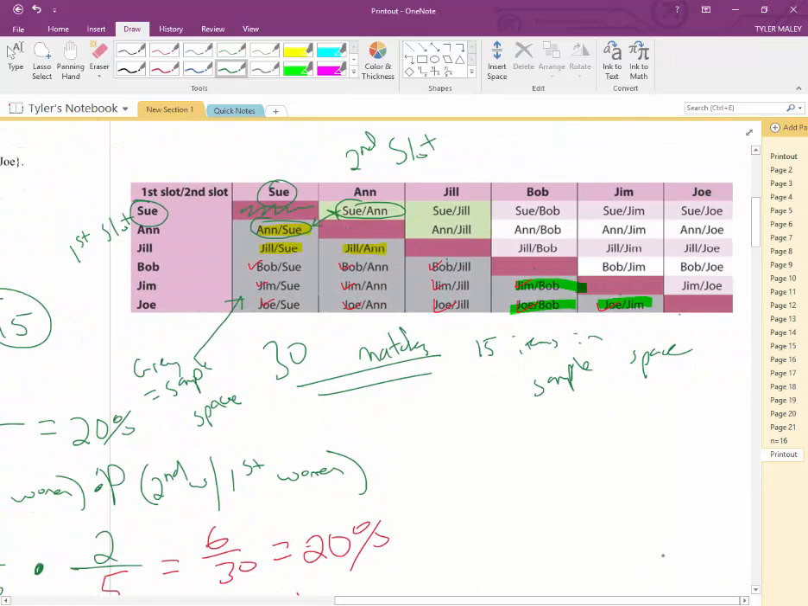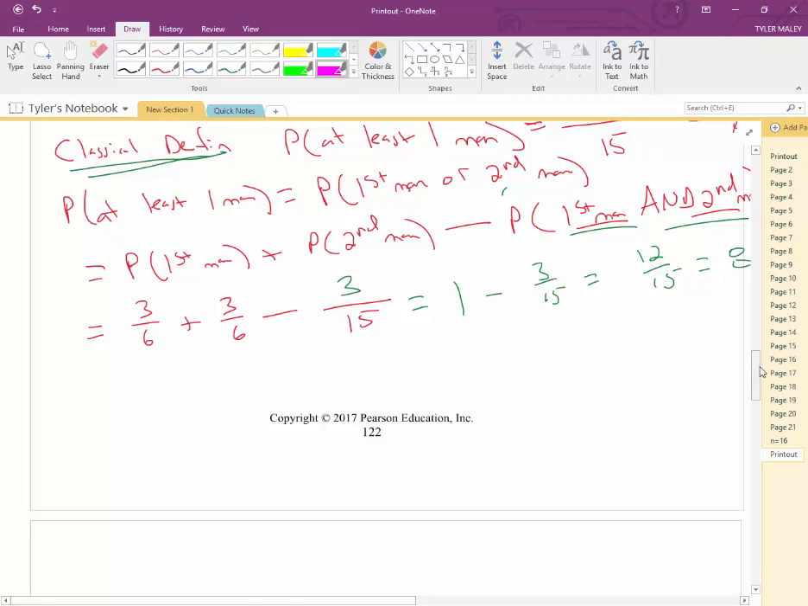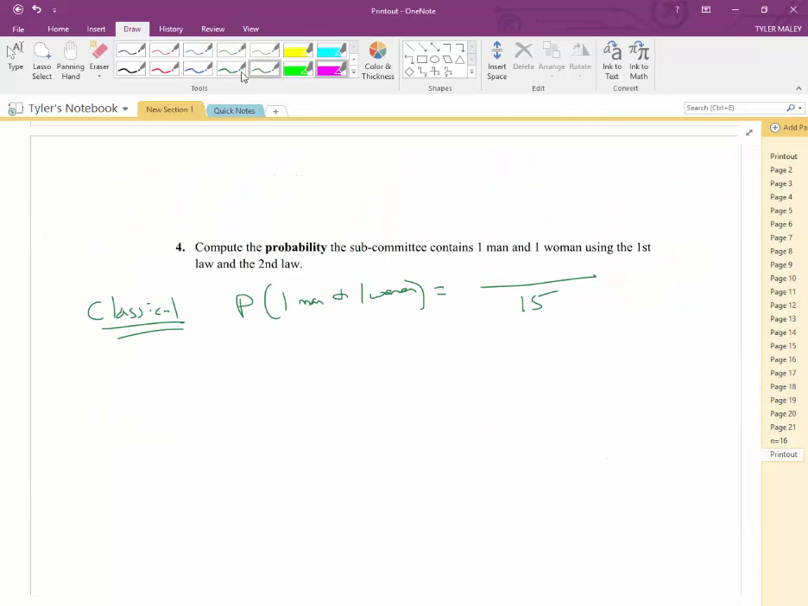we're looking for how many times I have a man and one woman, right? So that would be all of these cases. So there are 9 of those, right? So this would be 9 out of 15, which is what, 60%. So now let's use the first law and the second law.